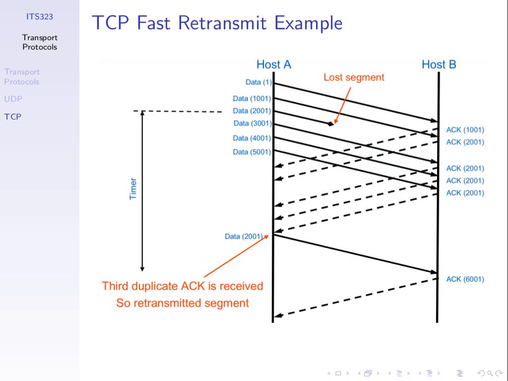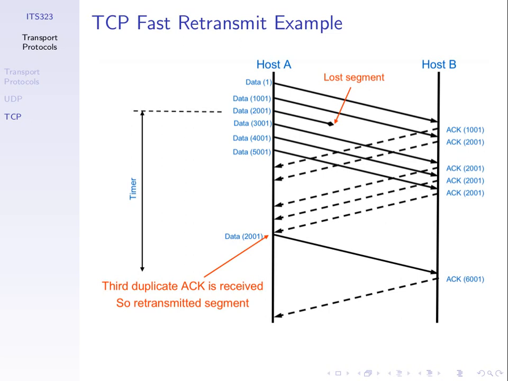Exact same scenario, 6 sent, third one lost. B does exactly the same. But what A does now, A receives ACK 1001. Okay, everything's okay. ACK 2001, still everything's okay, I expected that. But then it receives ACK 2001 again. A has sent data segment 2001 and it receives ACK 2001. Well, that's an indication maybe my segment with sequence number 2001 hasn't arrived yet at B.